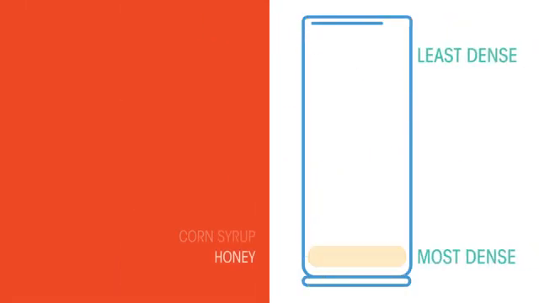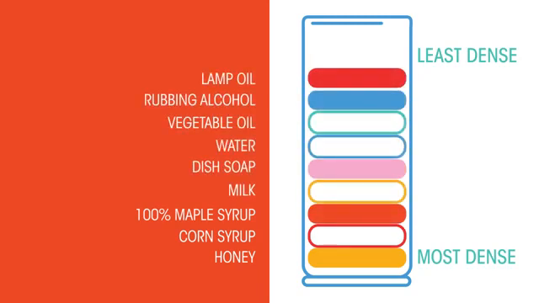Did you know that liquids and gases also have different densities? Look at this density tower of different liquids. The honey is most dense, so sinks to the bottom, whereas milk is in the middle and lamp oil is the least dense. But what about the densities between different states?